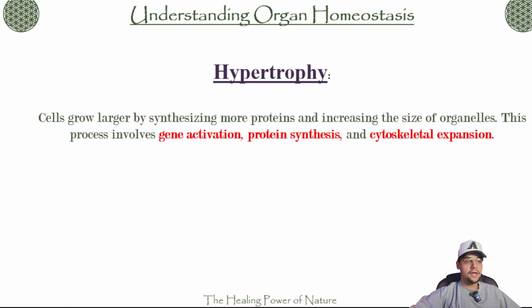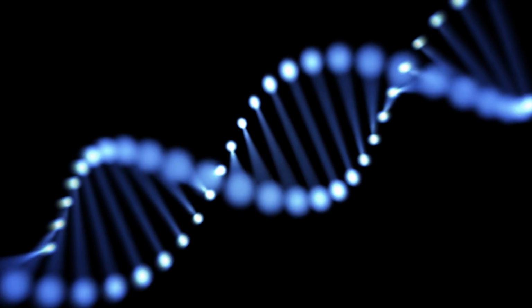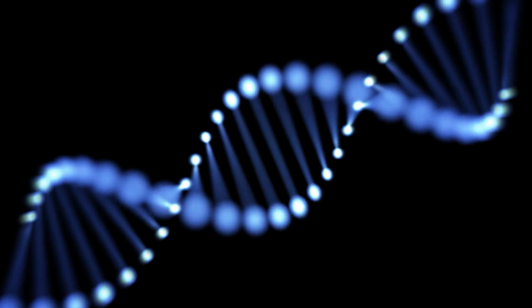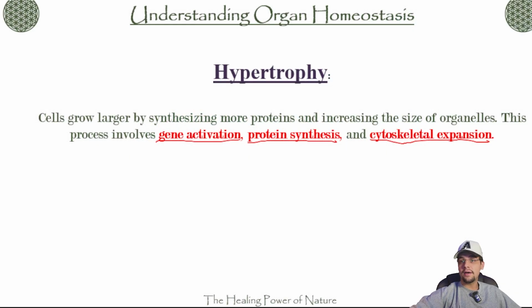So hypertrophy, cells grow larger by synthesizing more proteins and increase the size of organelles. This process involves gene activation, protein synthesis, and cytoskeletal expansion. Okay? When you think about hypertrophy, I want you to automatically think about gene activation because a lot of the time students forget and don't really fully recognize that when a cell is increasing in size, genes have to be activated in order to allow for more proteins to be made. The genes tell your cells, let's go ahead and create some more proteins. Ultimately, this leads to cytoskeletal expansion, okay, because your cytoskeleton is made of proteins.